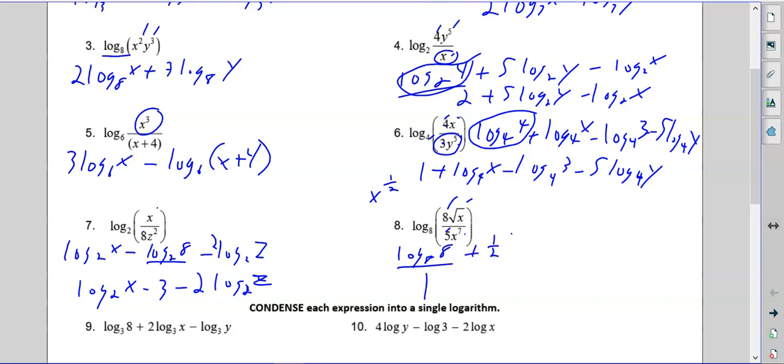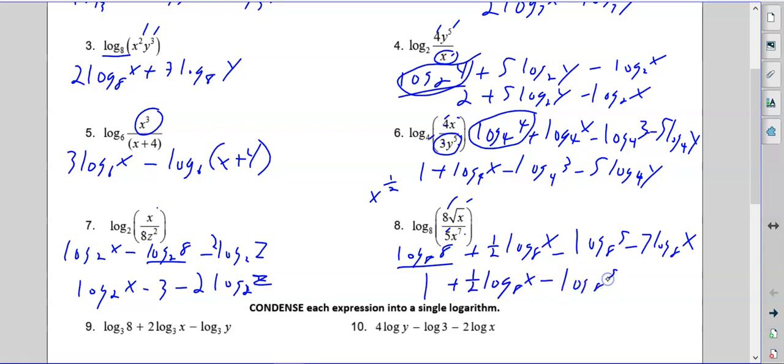Plus 1/2 log 8 of x minus log 8 of 5 minus, the 7 is going to move to the front, log 8 of x. And then we just copy this down. 1 plus 1/2 log 8 of x minus log 8 of 5 minus 7 log 8 of x. So we write this log 8 4 times for each of the items.